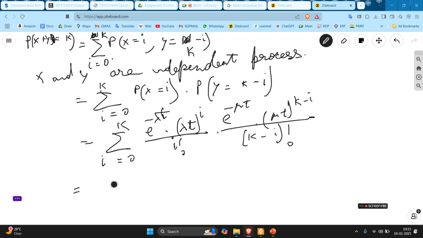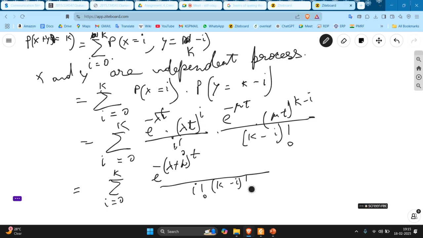Now this will be equal to e to the power minus lambda plus mu t, by i factorial, k minus i factorial.